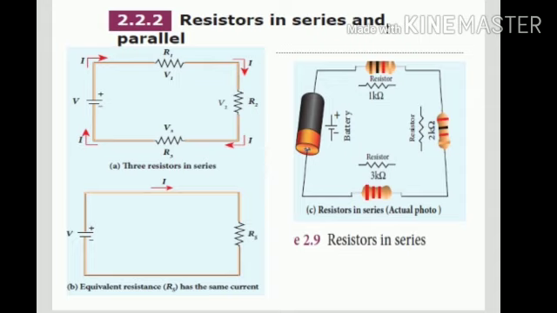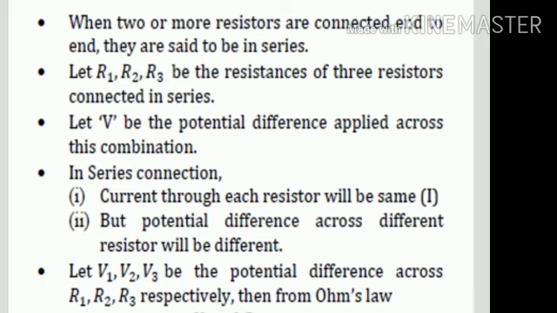Next, we are going to derive the expression for the equivalent resistance of the combination of resistors when they are connected in series or parallel. First, let us discuss the combination of resistances when they are connected in series. Here, the pictures are given of resistors connected in series. When two or more resistors are connected end to end, they are said to be in series. Let R1, R2, R3 be the resistances of three resistors connected in series. Let V be the potential difference applied across this combination.